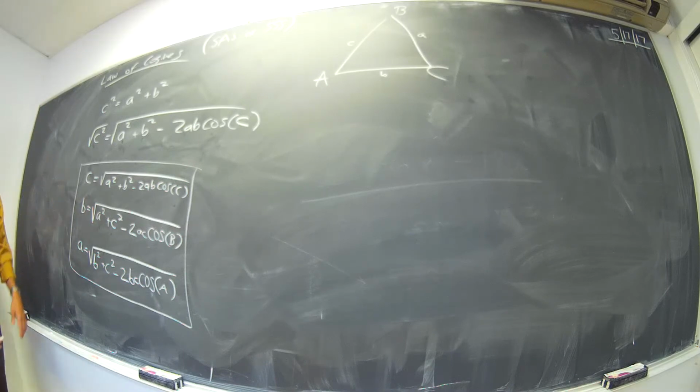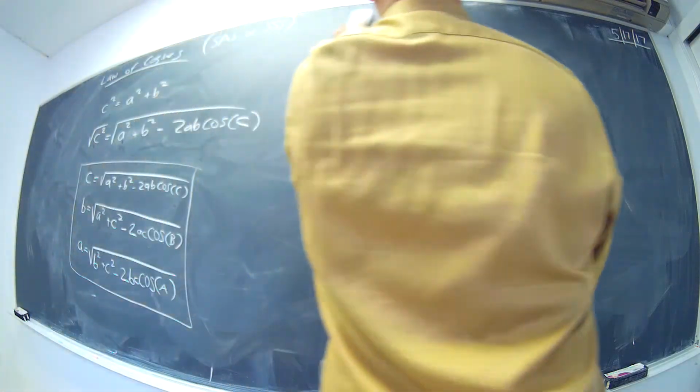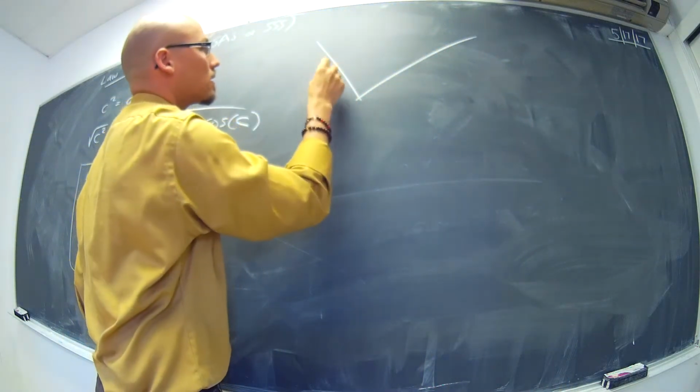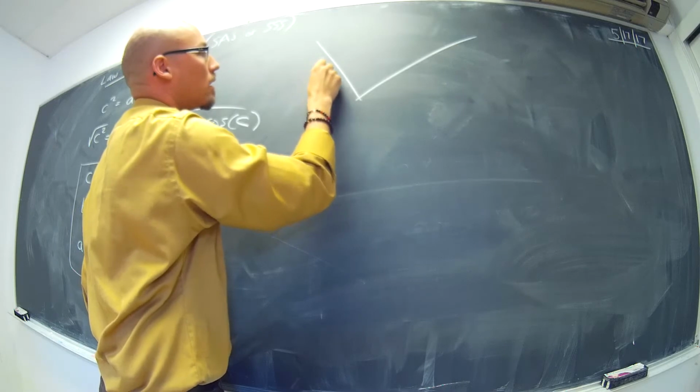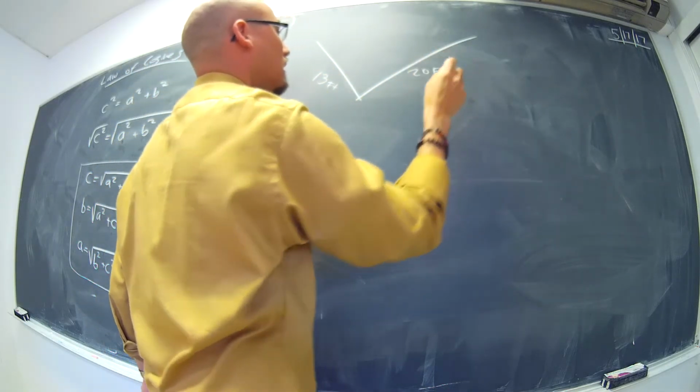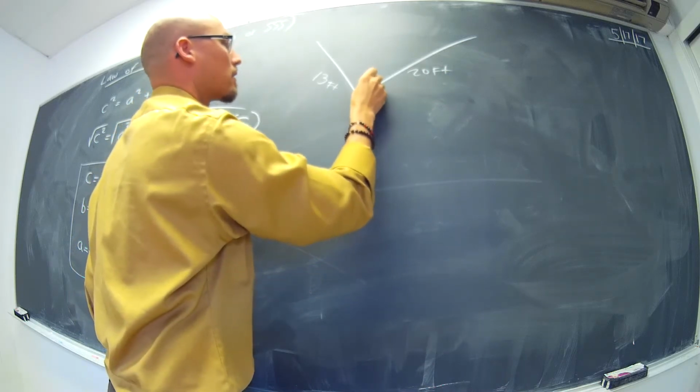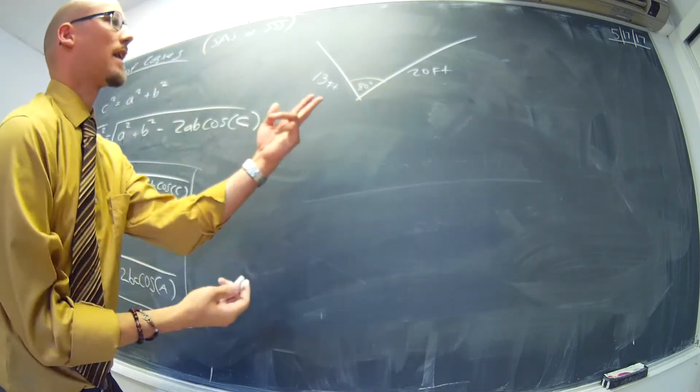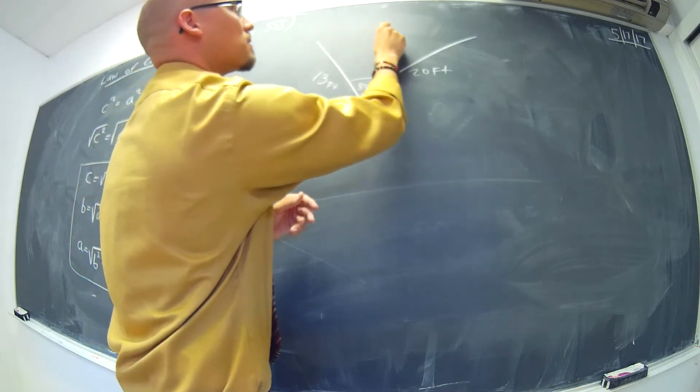I mean, this is the law of cosines for any side that you have. But if you don't have them labeled, because you don't have to have them labeled A, B, C, you can just have, let's say you have a triangle where this is 13 feet and this is 20 feet and this angle here is 80 degrees. If you have a side angle side, you could solve for this missing side here.